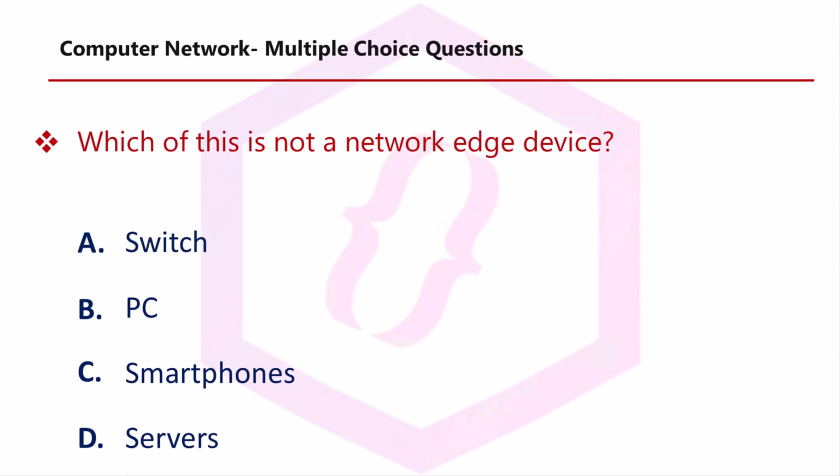Which of these is not a network edge device? Option A, switch. Option B, PC. Option C, smartphone. Option D, servers. The correct answer is option A, switch.